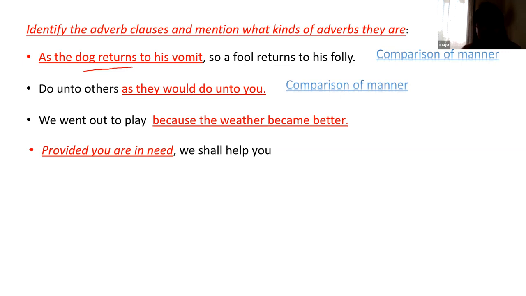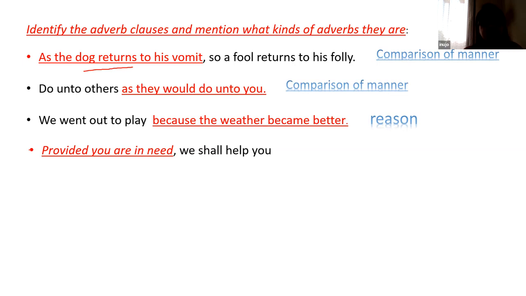All right. Next, we went out to play because the weather became better. We went out to play because the weather became better is your adverb clause, and this is adverb clause of reason. Because we have a reason. We went out to play. Why? Because the weather became better.